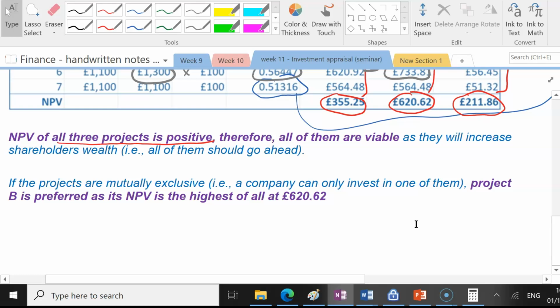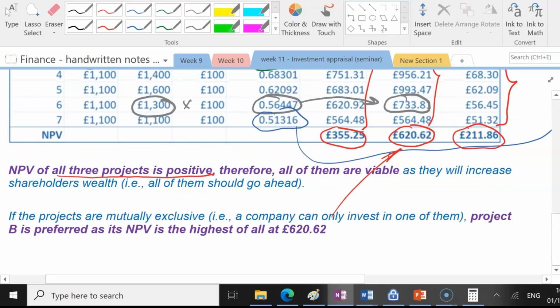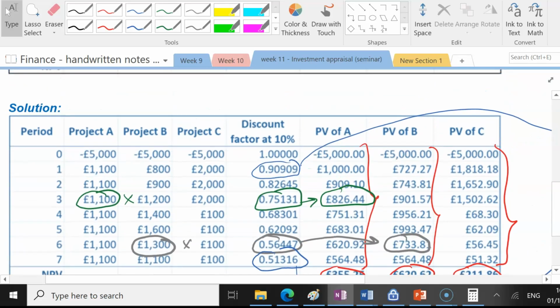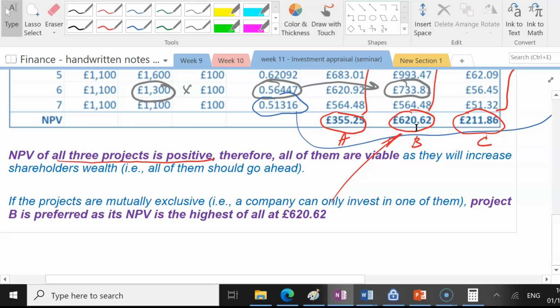So if we can afford to go for all 3 of the projects, we should do all 3. Because all of them will increase our wealth. They're all worthwhile. We will become richer as a result of each of these projects. If you can, go for all of them. If not, if you can only afford one, go for the one with the highest net present value, which is 620, which is project B. So this was A, this was B, this was C. If you can afford 2 projects, because each of them requires £5,000 investment, you have 10,000, go for B, then A. If you have 15,000, go for all 3.